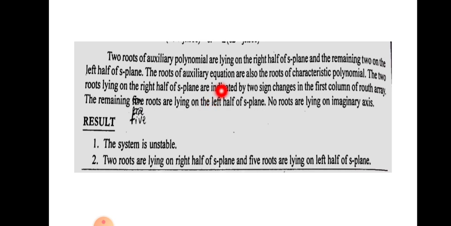The roots of the auxiliary equation are also roots of the characteristic polynomial, and the two roots lying on the right half of the S-plane are indicated by two sign changes in the first column of the root array, and the remaining five roots are lying on the left half of the S-plane. So now, which roots will be lying on the imaginary axis? Here you got that two roots are lying on the right half of the S-plane, and two are lying on the left half of the S-plane.